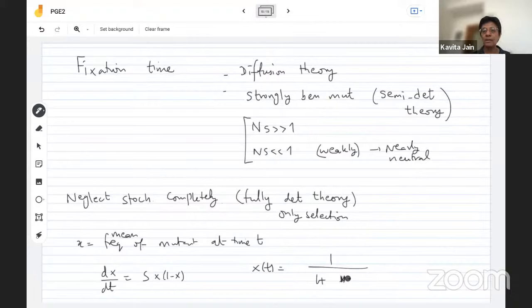X of t is 1 by 1 plus the ratio of the initial frequencies times e to the power minus st. A simple formula, you can show it. All of you actually can show this. It's not difficult. So suppose I neglected stochasticity completely and said that I start with some initial frequency, and this is how the allele frequency will behave deterministically. I'm just asking the question: how much time would it take for X to become fixed? That means for X to become 1. Looking at this formula, I'm sure some of you are very comfortable with these things. Can anybody say how much time it would take for this object to become 1? Any guesses?